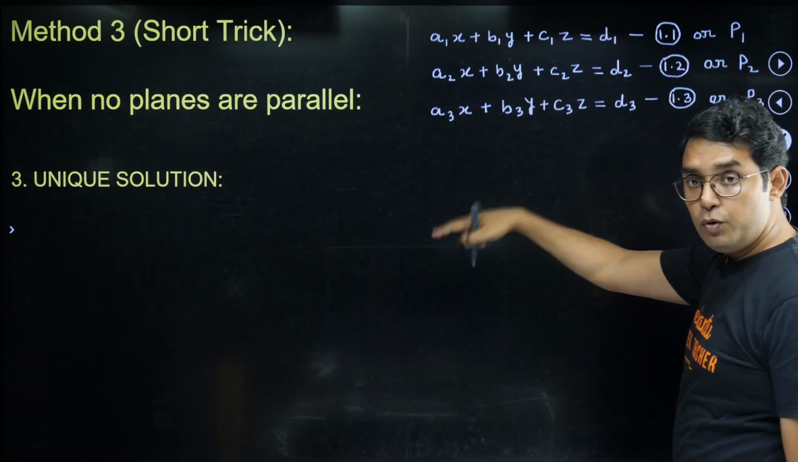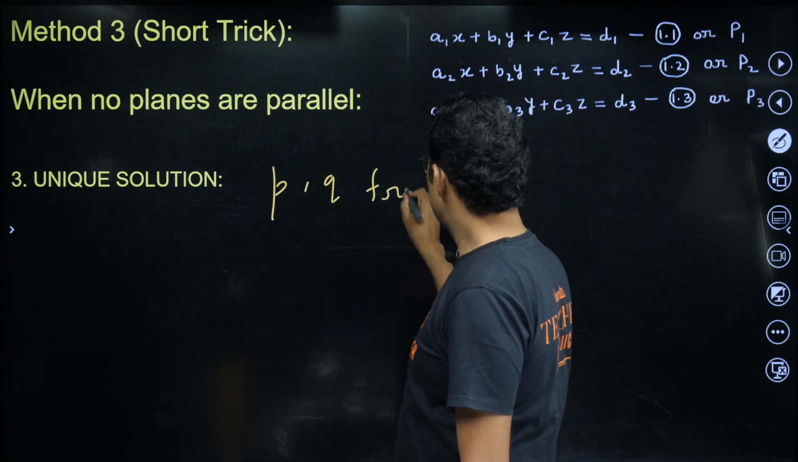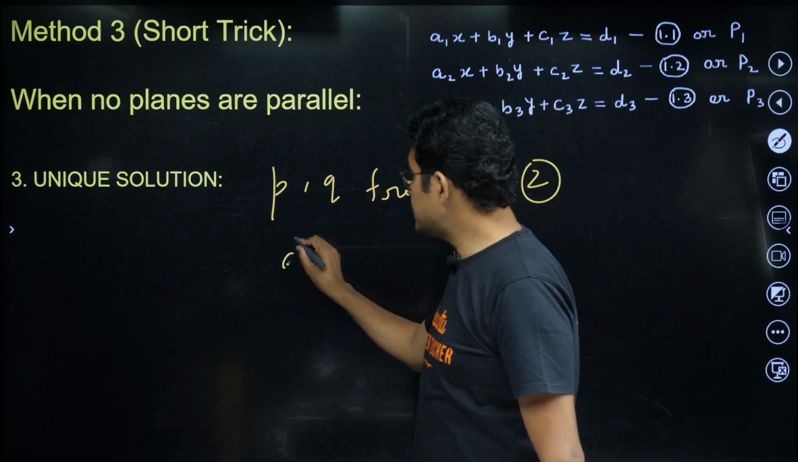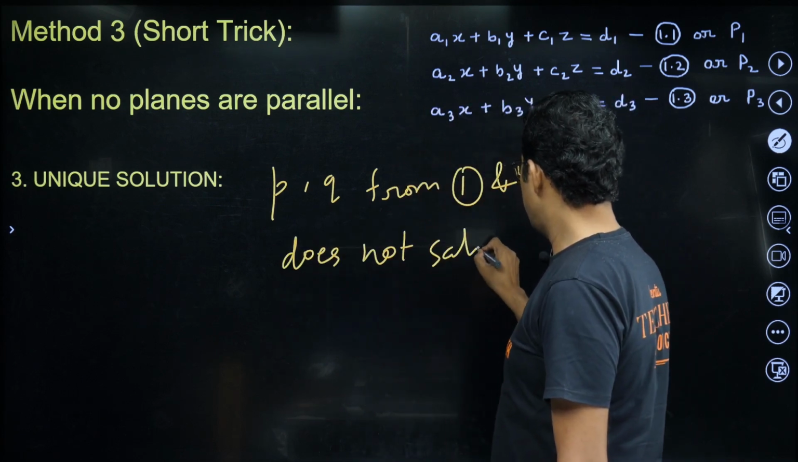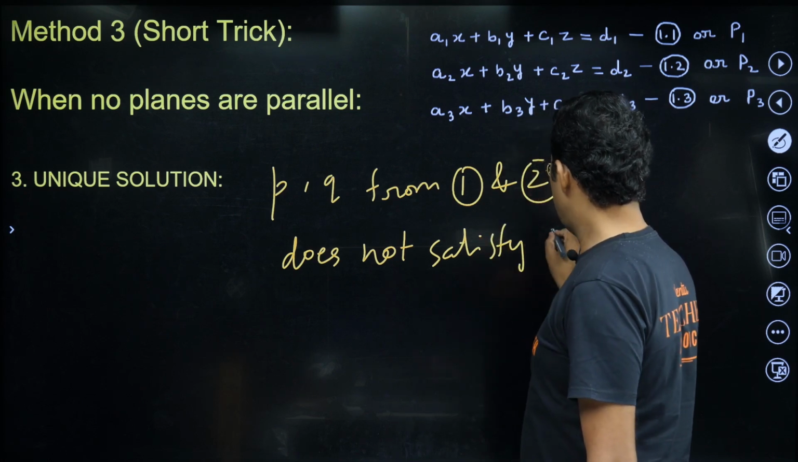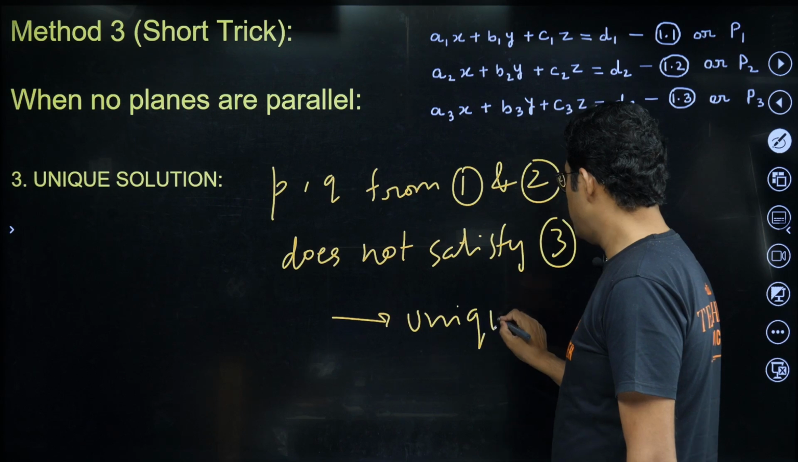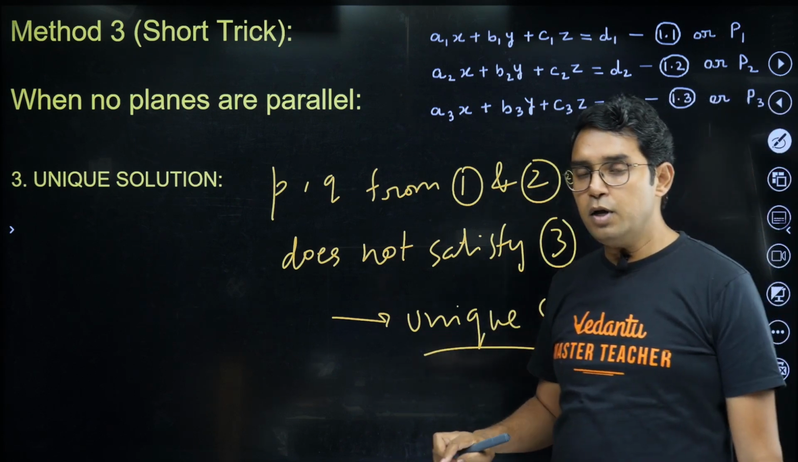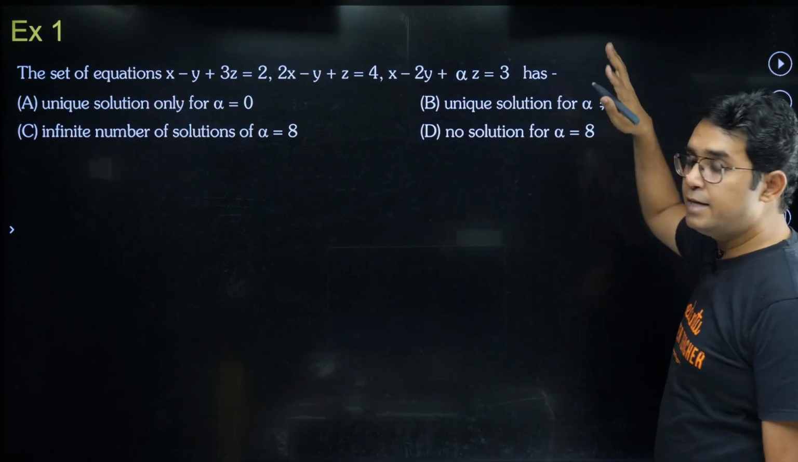Now for unique solution, once again, P comma Q from 1 and 2 does not satisfy equation 3, then you get a unique solution. That's it. I think you have understood. When planes are not parallel, then what is to be done? Let us try to see this in one example here.